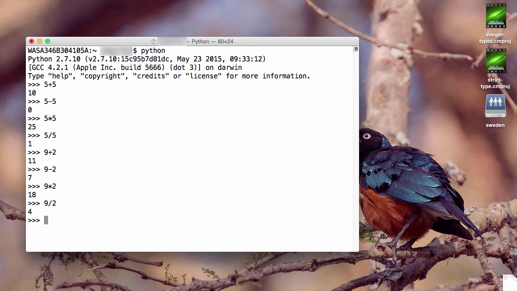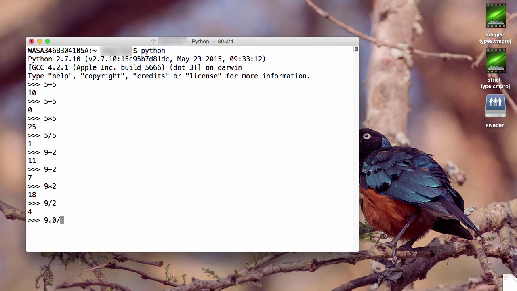Now, hang on a minute there. So 9 divided by 2 equals 4. And so this might not be what you expect. Now keep in mind, we're using integers here. And we've talked about integers and we've talked about floats. You say 9 divided by 2, and you ask someone what the answer is, they're probably not going to tell you 4. They're probably going to tell you 4.5, right?